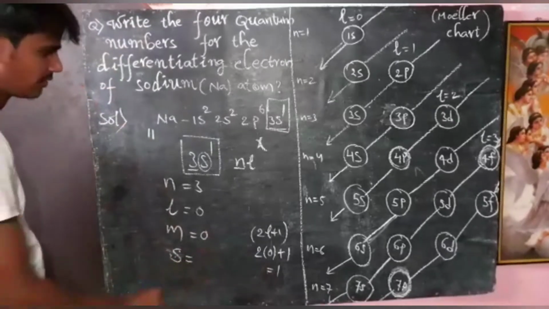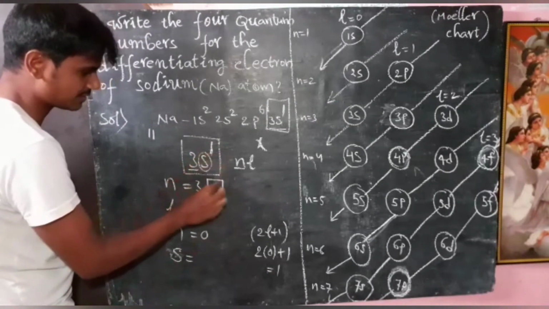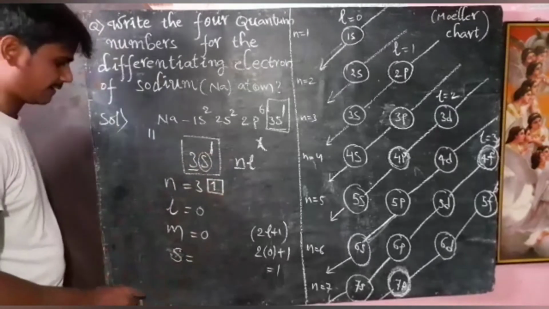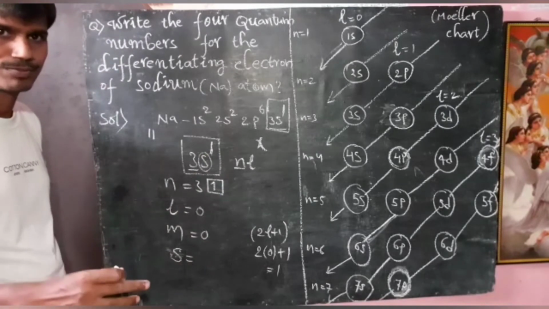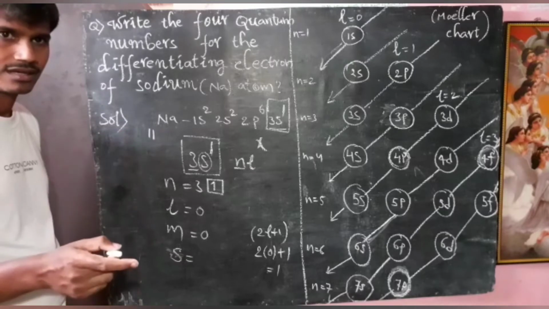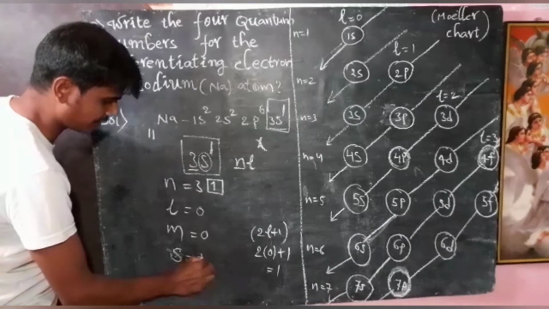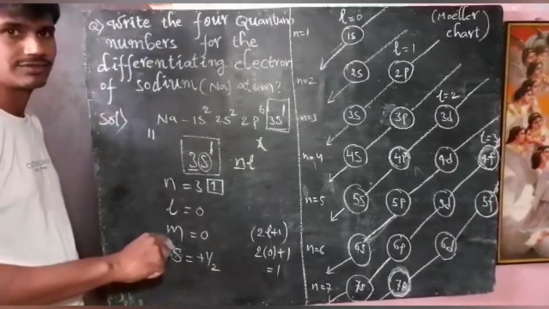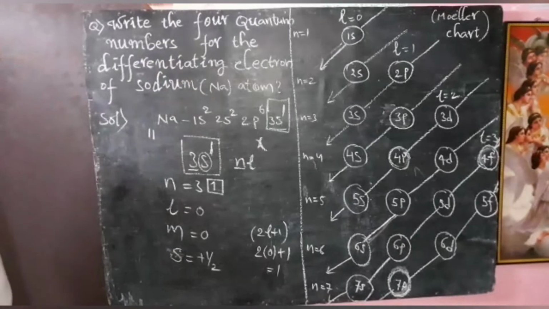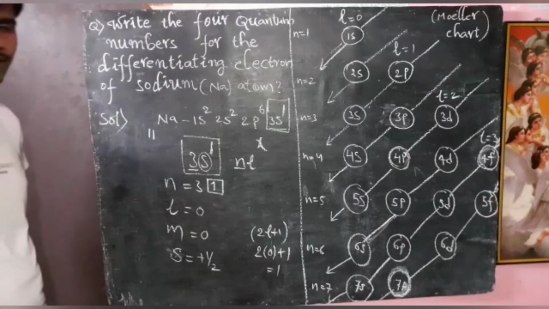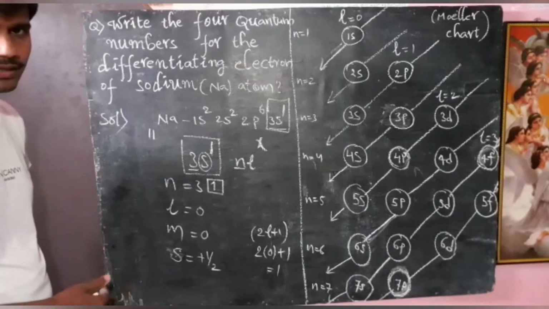Next, spin of the electron. The s subshell has an s orbital, and it contains only one electron. 3s1 contains only one electron. Already we discussed in quantum numbers, electrons have 2 spins. One is clockwise spin and another one is anti-clockwise spin. So here only one electron is there. We can write the spin of the electron as plus half. Plus half represents the spin of the electron in clockwise direction. So this is about the 4 quantum numbers of sodium. Like this we can write for the 8th electron of oxygen, 7th electron of nitrogen. We can write like this only.